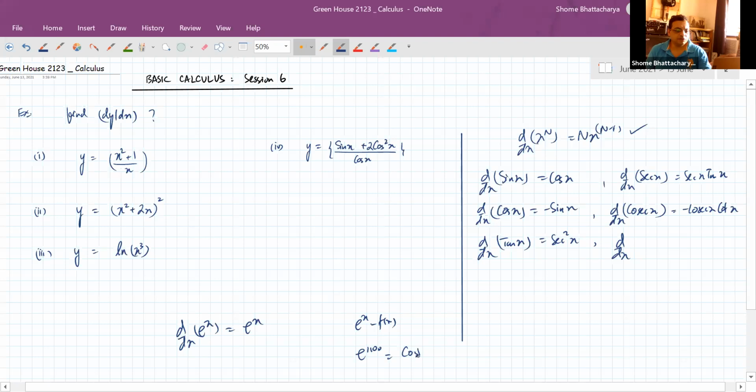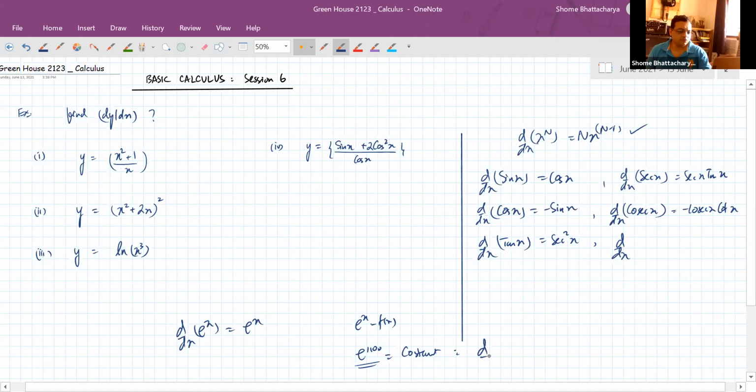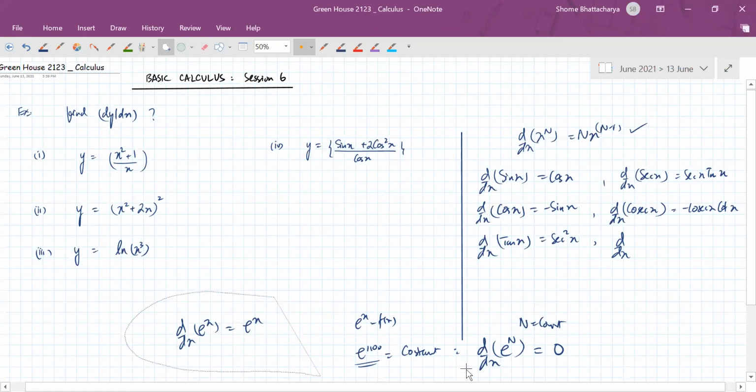It's a constant value, beta, it has no dependency on x. You understand the point? Yes, sir. So it's a trick question actually, right? So differentiation of not just e raised to the power 100, but e raised to the power any number n with respect to x, where n is a constant, a fixed number, is how much? It is 0, because you know differentiation of a constant is 0. You understand now? Yes, sir. This was just a trick question.